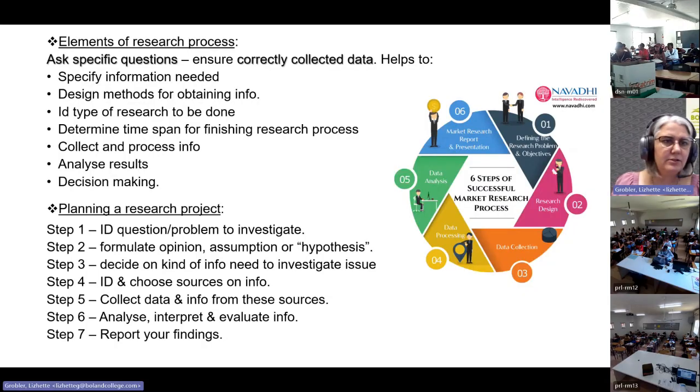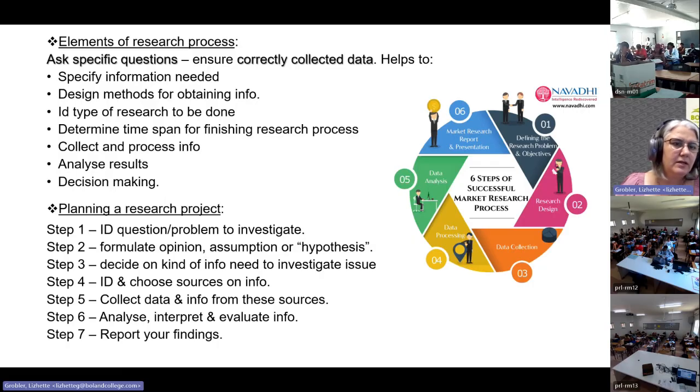Elements of research. I'm not sure if this is in your textbook. No, I don't think so. I think it's additional. So ask specific questions, ensure that the correct data is collected, that if you ask specific questions, you will definitely get the correct data. So this will help you to satisfy the information that is needed.